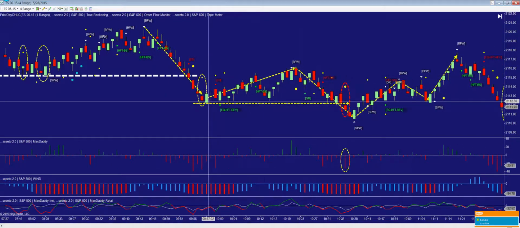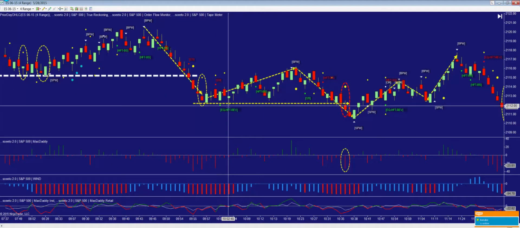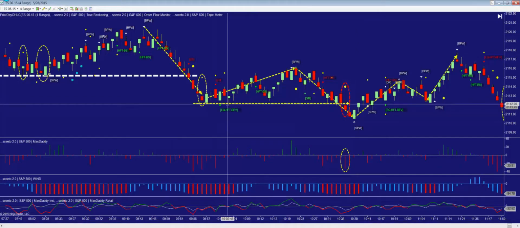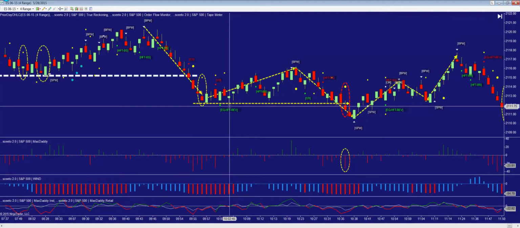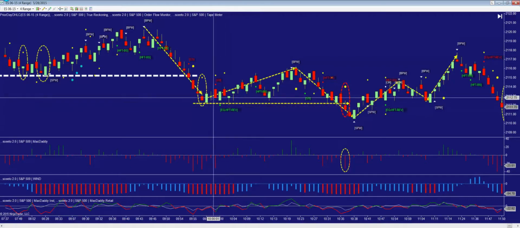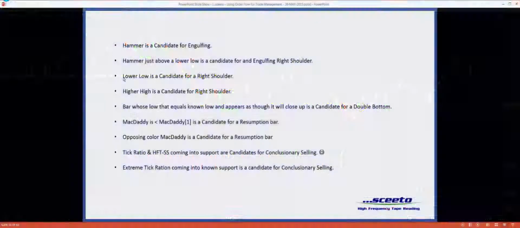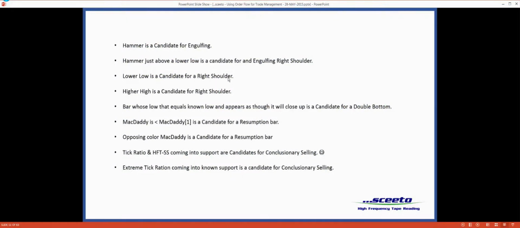Gosh, but we have a low here, this low here. I'm going to look for a lower low or a right shoulder. Those are really my only choices. Lower low or right shoulder. Here we had the lower low, so we're out of the trade. But I have the lower low. If I have this low and then this low, I have a lower low. It says here a lower low is a candidate for a right shoulder.